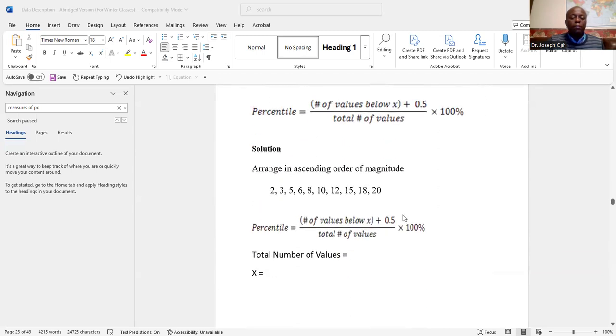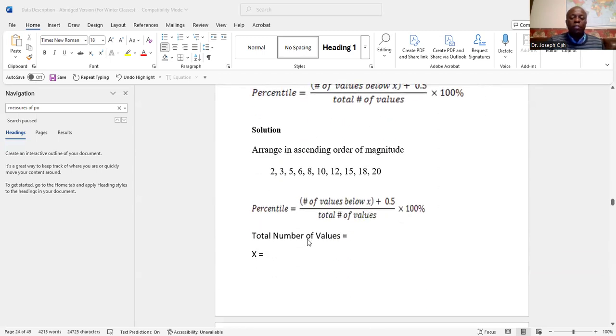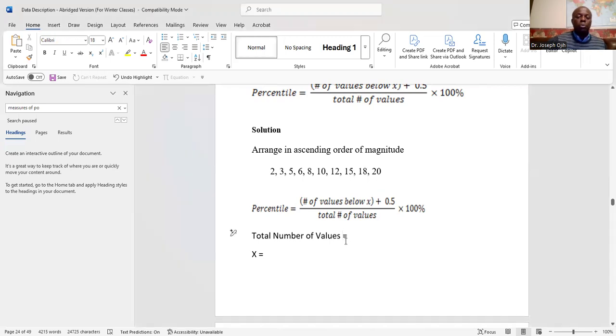Now let us find the total number of values we have here. How many? 10 students. 1, 2, 3, 4, 5, 6, 7, 8, 9, 10. So our n, the total number of values, is 10. Sorry, 10 students.